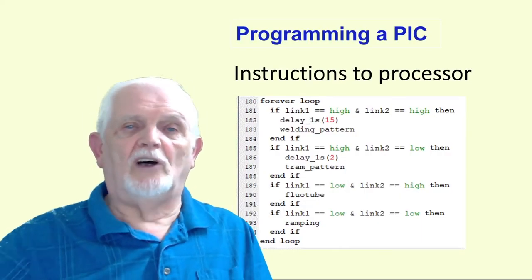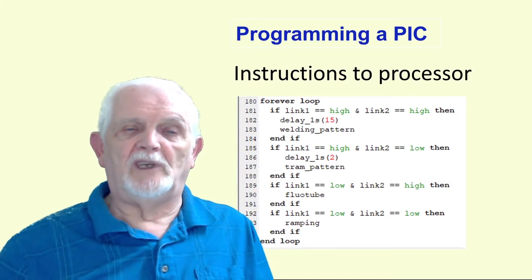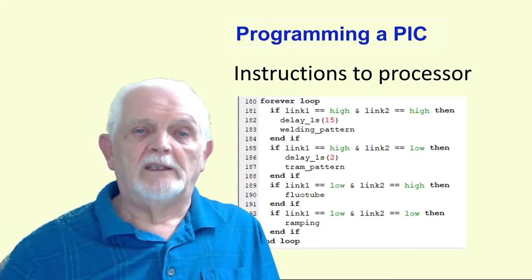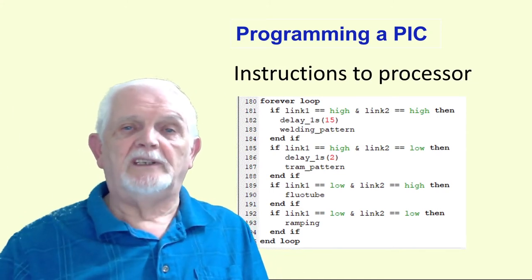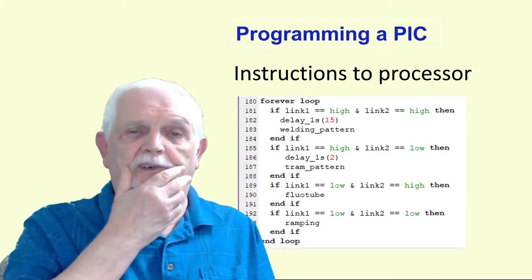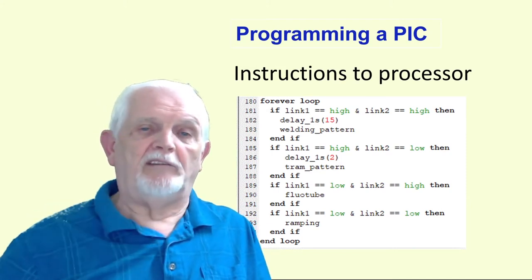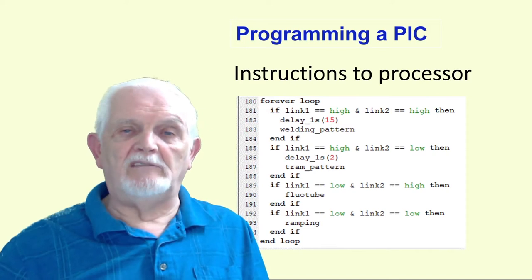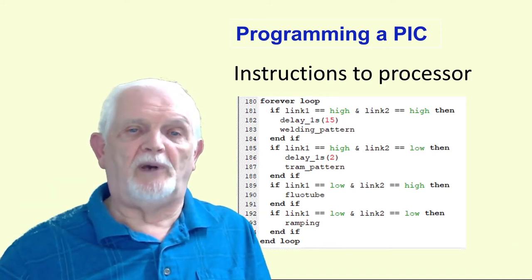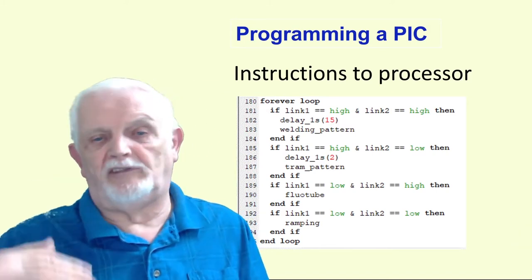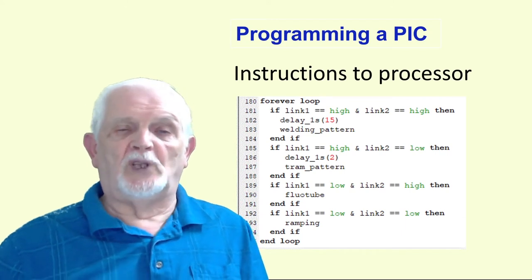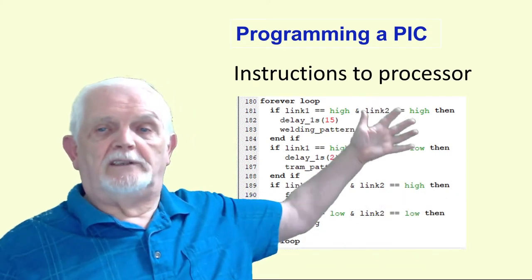is we start off with the instructions. We write the program. It doesn't matter what the program is. That one there is for the multi-flasher. If you put in various wire links, you get a welding pattern, otherwise you get a tram pattern or a fluorescent tube and so on. We don't need to go through the code, that's the function of the JAL group.